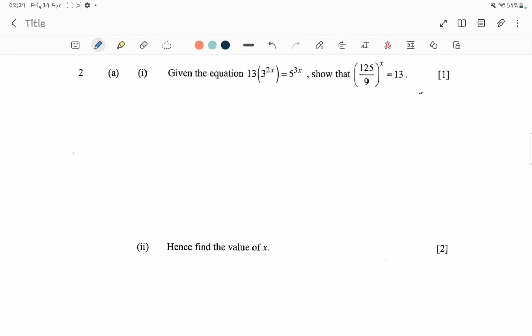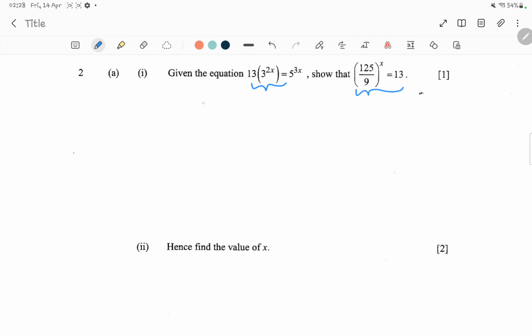Now let's move on to question 2 of the AHS paper. What we have over here, basically they are just indices, so you need to be able to play around with indices and definitely know your laws of indices very well. So we are given this equation and we are asked to show this equation over here.